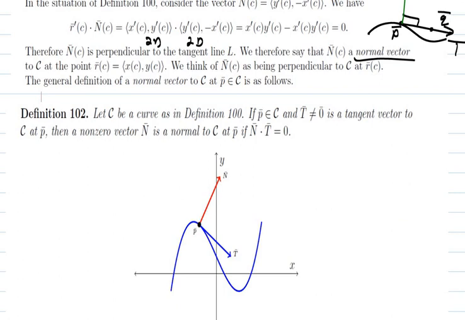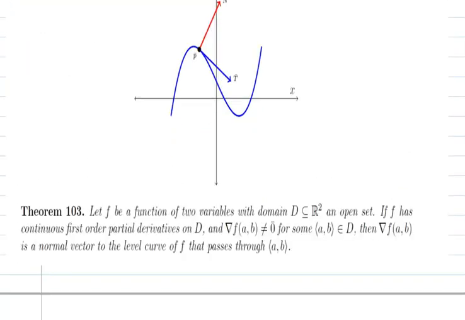Alright, so now we are ready for a theorem. Theorem 103. Let f be a function of two variables with domain D, which is a subset of R2, an open set. If f has continuous first order partial derivatives on D, and not only does grad f exist, but grad f must be a non-zero vector, then grad f is a normal vector to the level curves of f that passes through the point (a, b).